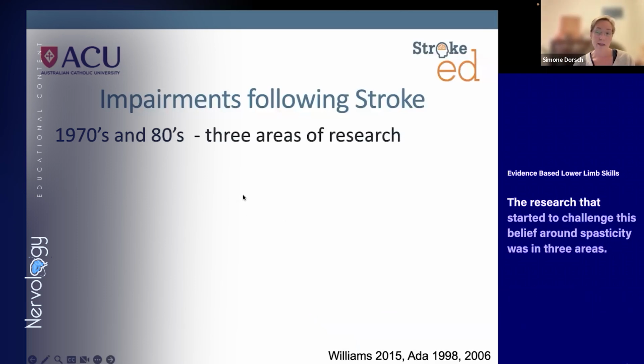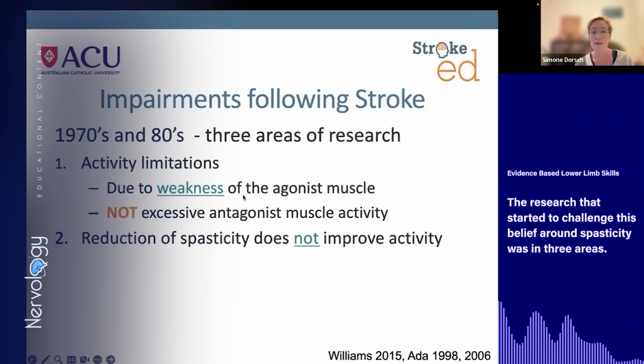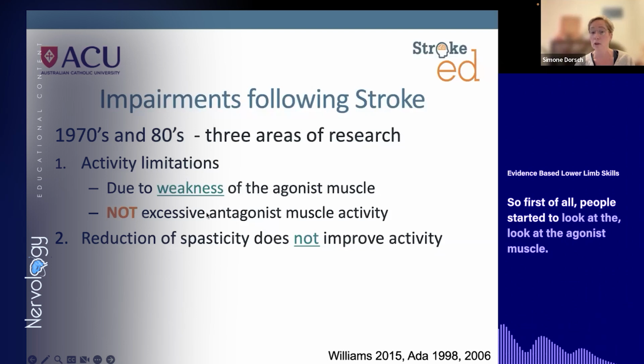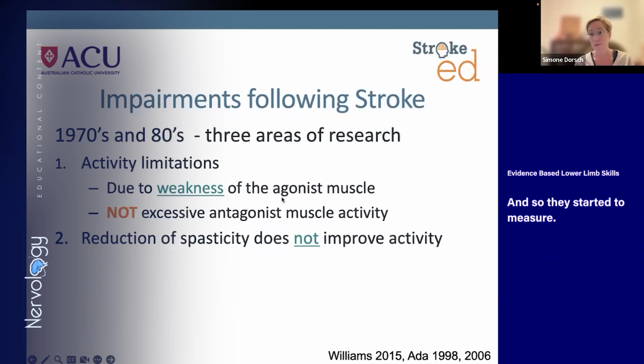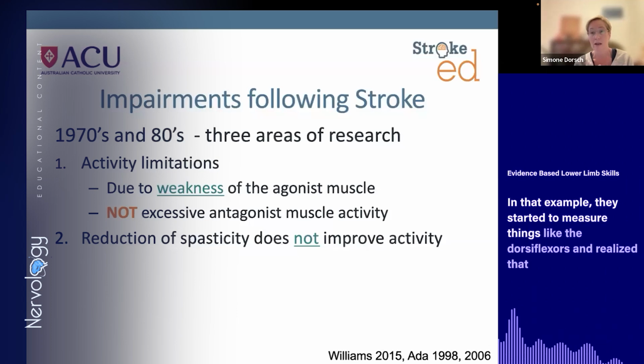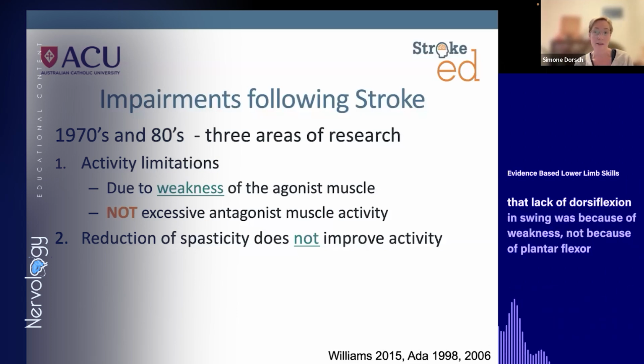The research that started to challenge this belief around spasticity was in 3 areas. First of all, people started to look at the agonist muscle. In that example, they started to measure things like the dorsiflexors and realised that lack of dorsiflexion in swing was because of weakness, not because of plantar flexor activity.